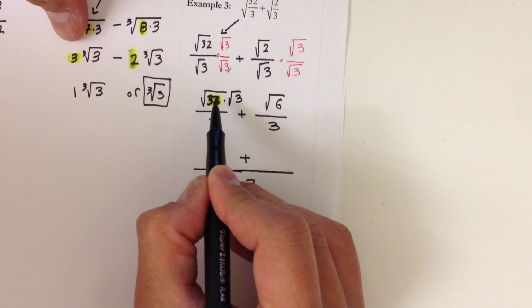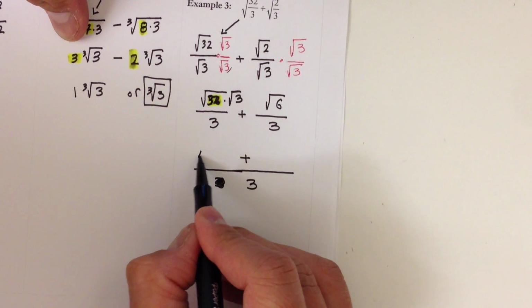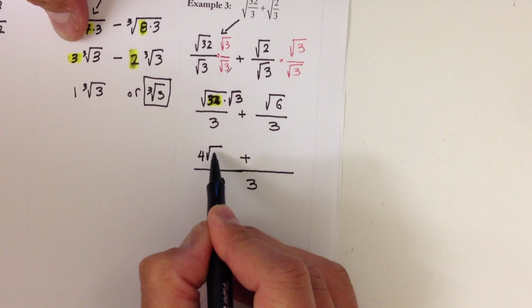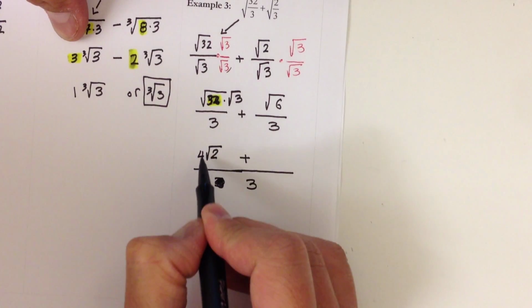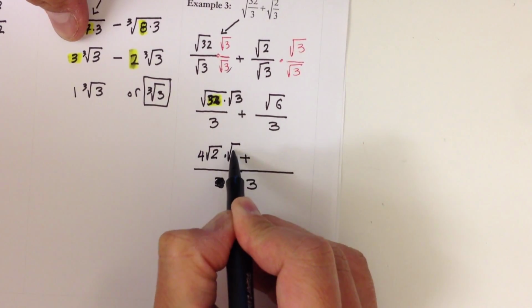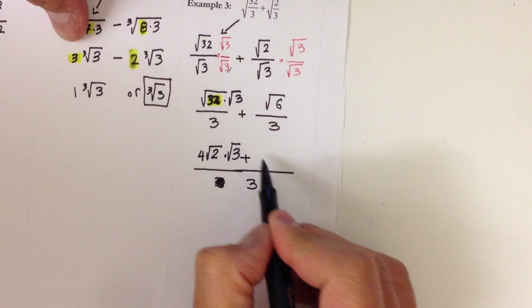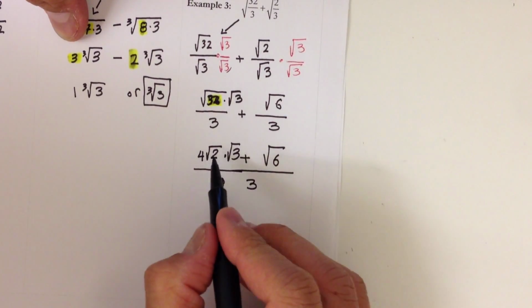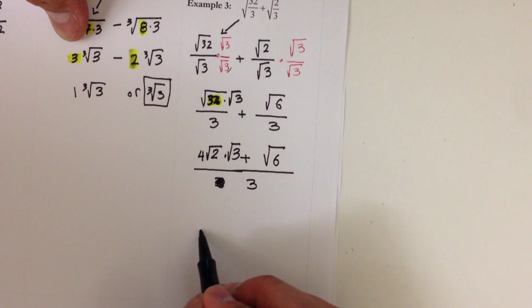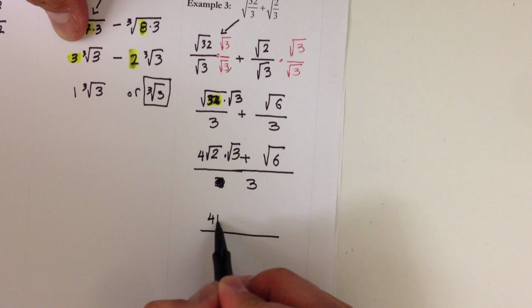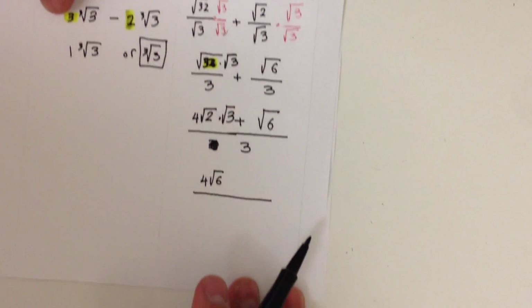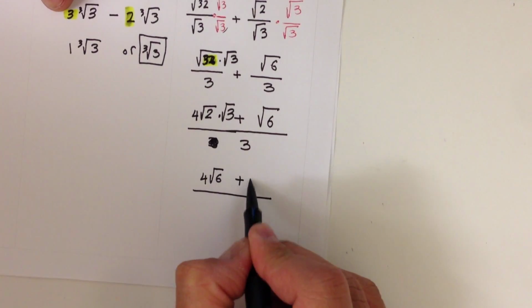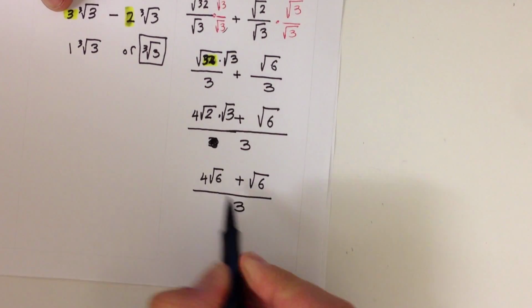So 16 is a perfect square. That means 4 is going to come out. So 4 rad 2. Alright, this gives me 4 rad 2 times rad 3. And then we got a rad 6 over here. Alright. Now rad 3 times rad 2 is rad 6. So 4 rad 6 plus rad 6 over 3.